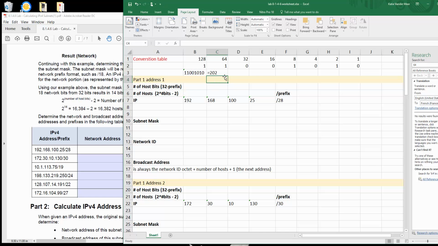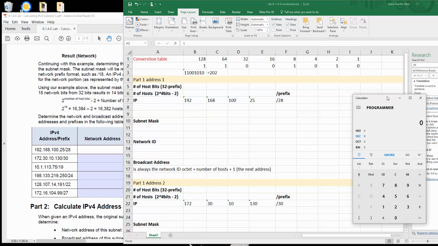Right? Now, any 8-bit binary stream you put in there, you'll find out the decimal equivalent. You want to check it, use your calculator. Here's my calculator. I'm going to take 202 and look over here. I get the binary 11001010. Okay, 202. Now if you want to go the other way, you can use 192.168.